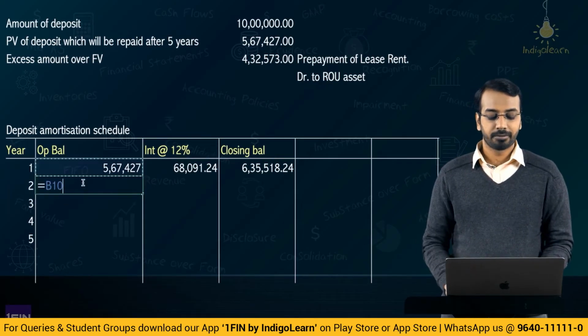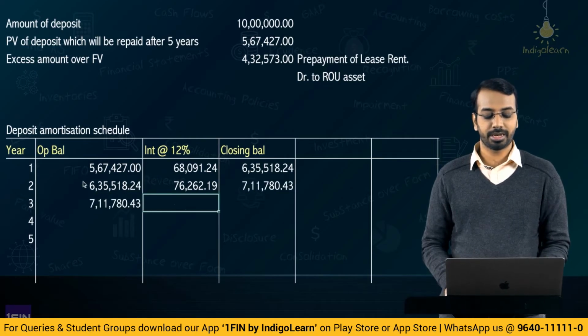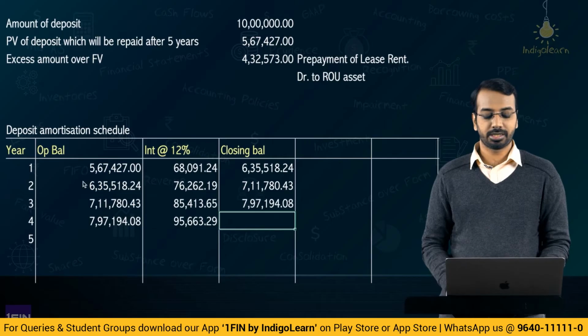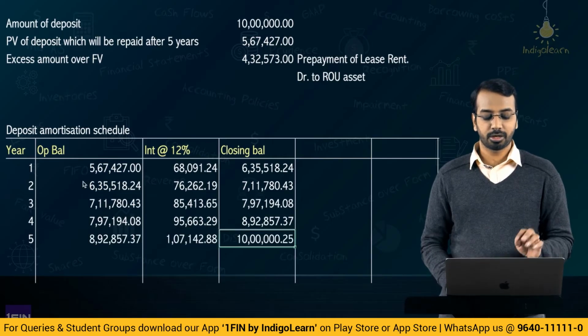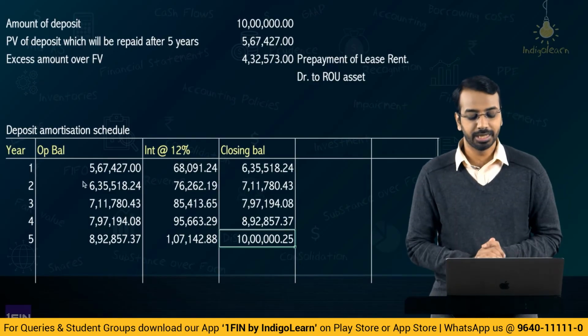Then opening balance for the next period, interest at 12%, closing balance. So, I will just add 2 digits. Yeah, opening balance, interest, closing balance, and so on for each period. It is exactly 10 lakhs, 0.25. So, that 0.25 you can ignore.